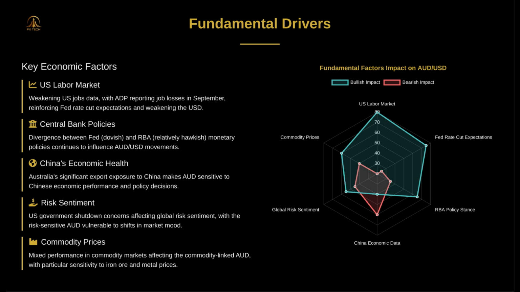Several key fundamental factors are currently influencing the AUD/USD pair. The weakening U.S. labor market, with ADP reporting job losses in September, has reinforced Federal Reserve rate cut expectations, generally weakening the U.S. dollar. We're seeing a notable divergence between Fed policy, increasingly dovish, and RBA policy, relatively hawkish, which continues to support the Australian dollar.